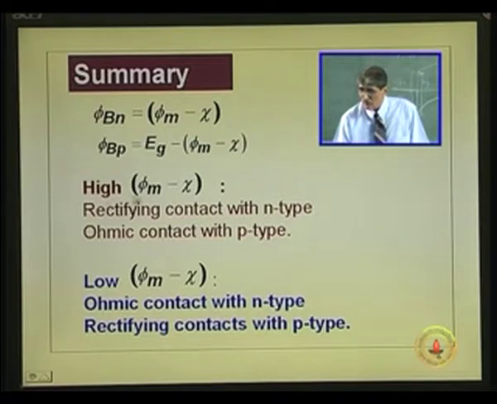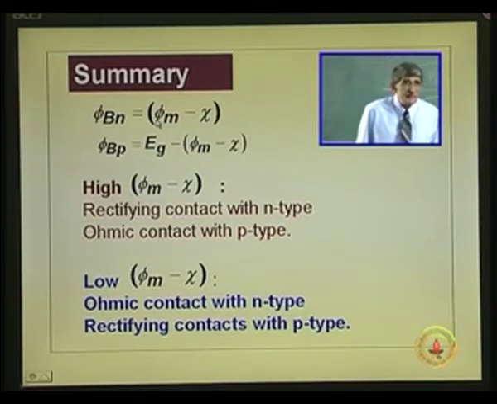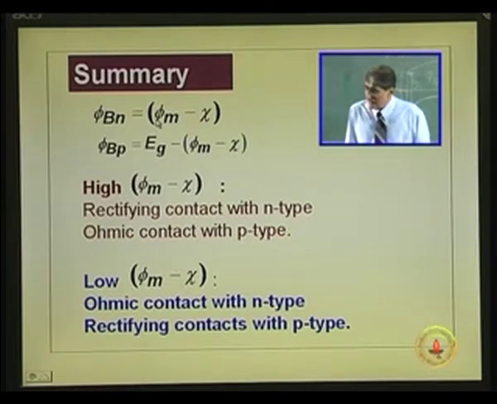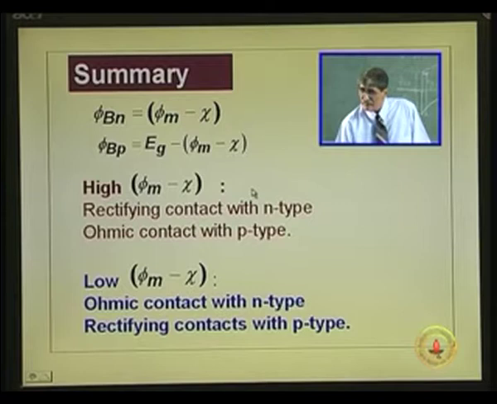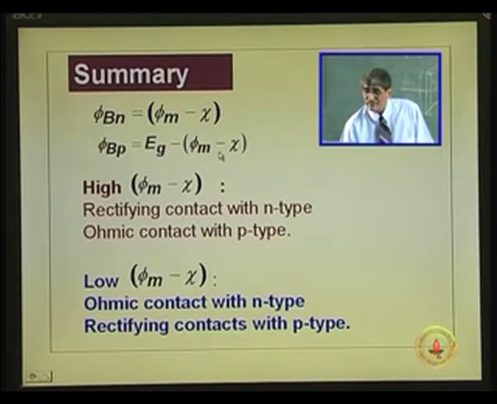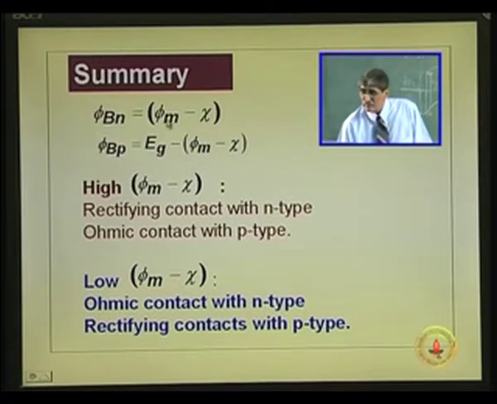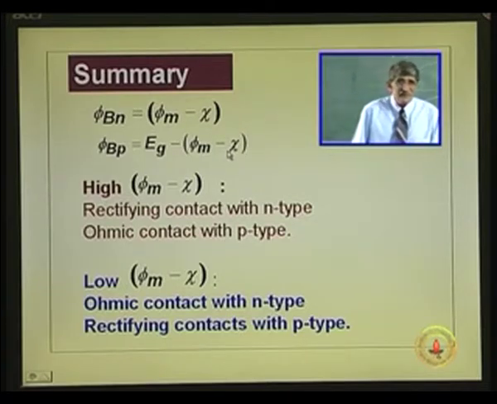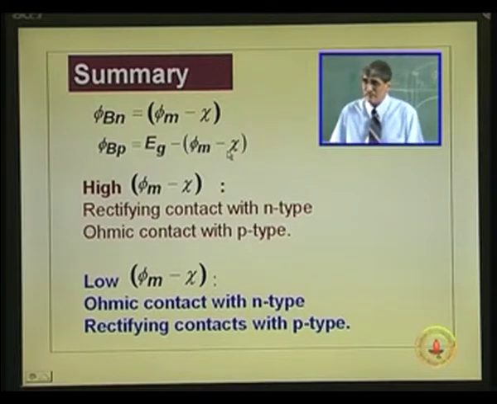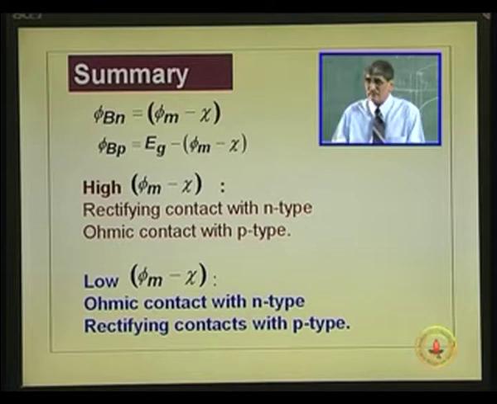That would tell us phi b n should be large for a rectifying contact in the n type material. That straight away tells us that phi m minus chi should be larger. If phi m minus chi is high, E g minus that, that is phi b p, is low, that is ohmic. So if phi m minus chi is large, that is rectifying n type, p type is ohmic, and the reverse is true in the other case. So people have generally said if phi m is larger than phi s, you get rectifying in n type and ohmic in p type, and the other condition is exactly opposite.